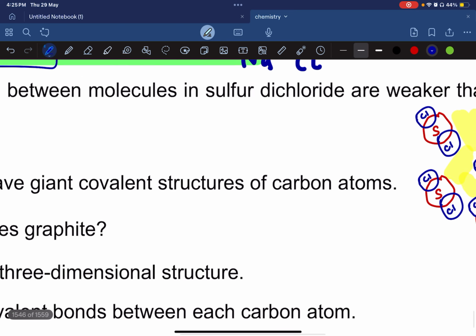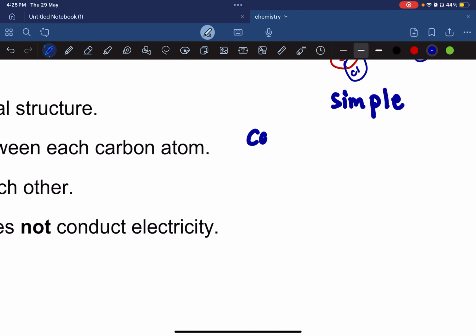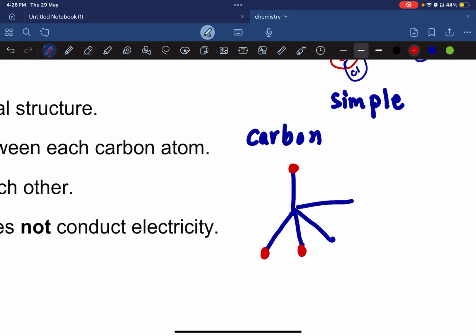Now you might wonder why the allotropes of carbon, which include diamond and graphite, have extremely high melting points. It's because in diamond you don't have any intermolecular forces of attraction. In diamond, each carbon atom is connected to other carbon atoms by covalent bonds. 1, 2, 3, 4. All carbon atoms are connected to each other by covalent bonds. So in diamond and graphite, you're breaking the covalent bonds.